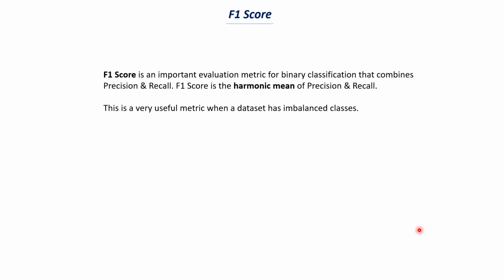The formula for the F1 score is: F1 score equals 2 times precision times recall, divided by precision plus recall. This is what we call the formula of the harmonic mean. So the F1 score is a harmonic mean of precision and recall, and this is the formula. It combines both precision and recall, so that we have a better model that has good precision as well as good recall.